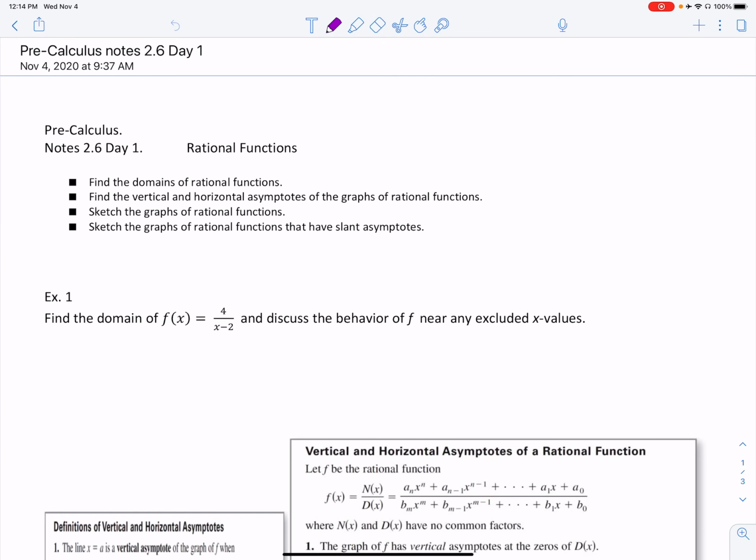Pre-calculus 2.6 day 1. We're looking at rational functions. Rational functions are where you have a polynomial over a polynomial. And so you're going to be finding domains, finding vertical and horizontal asymptotes, and be able to sketch the graphs of these rational functions. One of the original rational functions is f of x equals 1 over x.